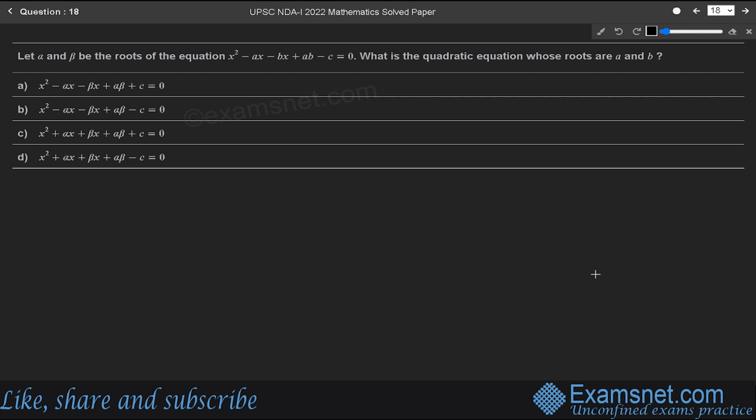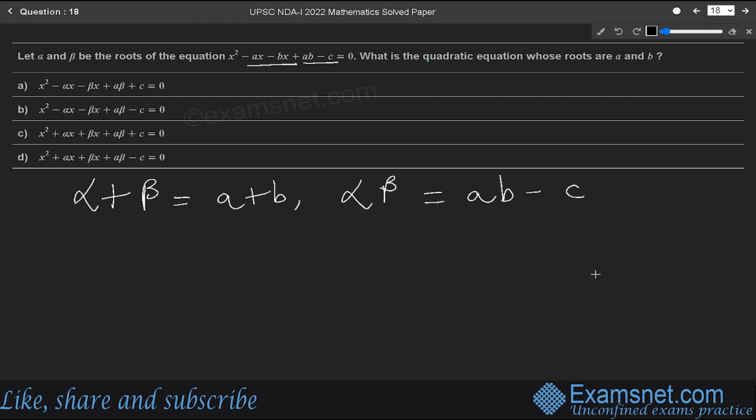Now we know that alpha and beta are the roots of the given equation. So we can find the value of alpha plus beta and alpha into beta. So here alpha plus beta is given by the coefficient of x. The coefficient of x is a plus b. And alpha into beta is the value of c. The value of c is ab minus c. So alpha into beta will be ab minus c.